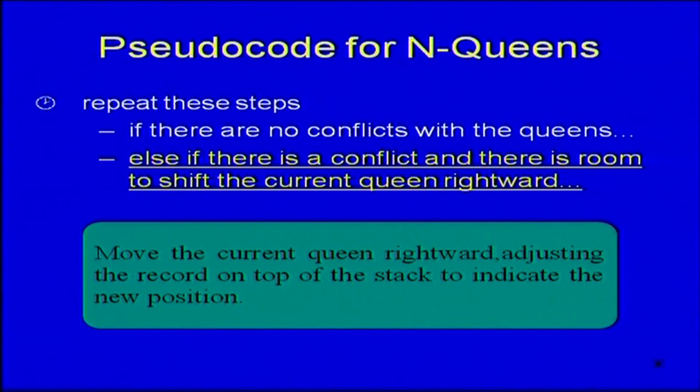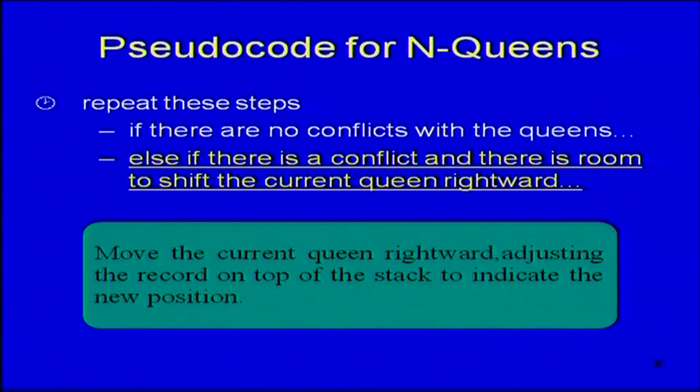So, what we have done is we have taken the queen, we have placed it in the first column in the row, we have seen if there is a conflict. If there is a conflict, you are moving it right. If there is a conflict and there is room to shift the current queen rightward, move the current queen rightward, adjusting the record on top of the stack to indicate the new position. So, this is in the same row.